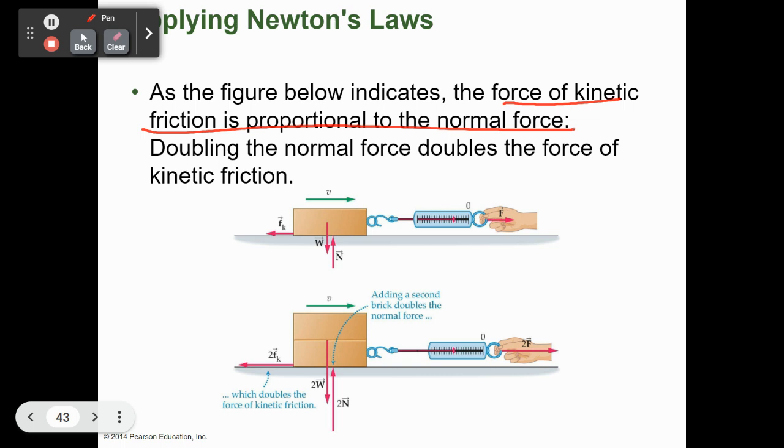Okay, so we haven't got to the equation for kinetic friction yet. We're building up to that. Kinetic friction is proportional to the normal force. So if we double the normal force, that means we double the kinetic friction. And that's what this is showing you. And we'll be doing labs with this.